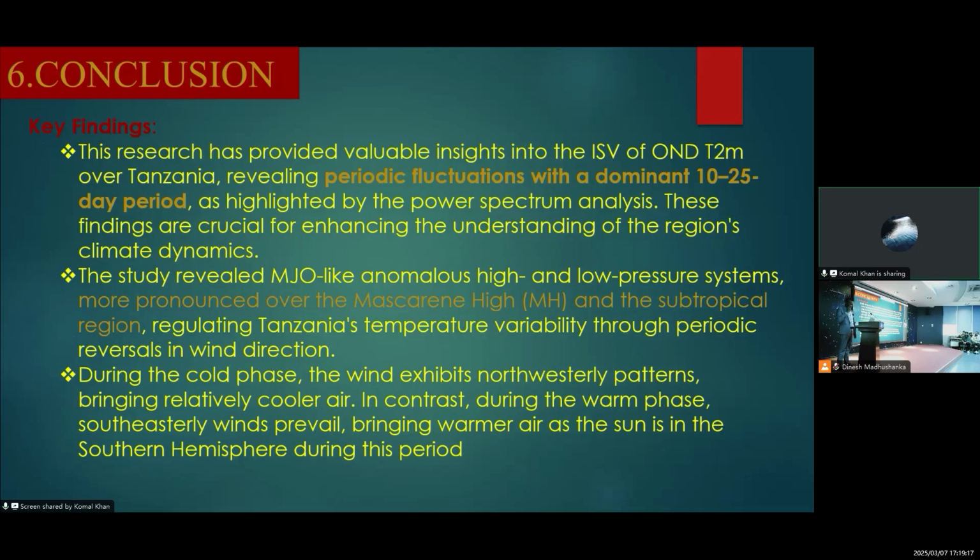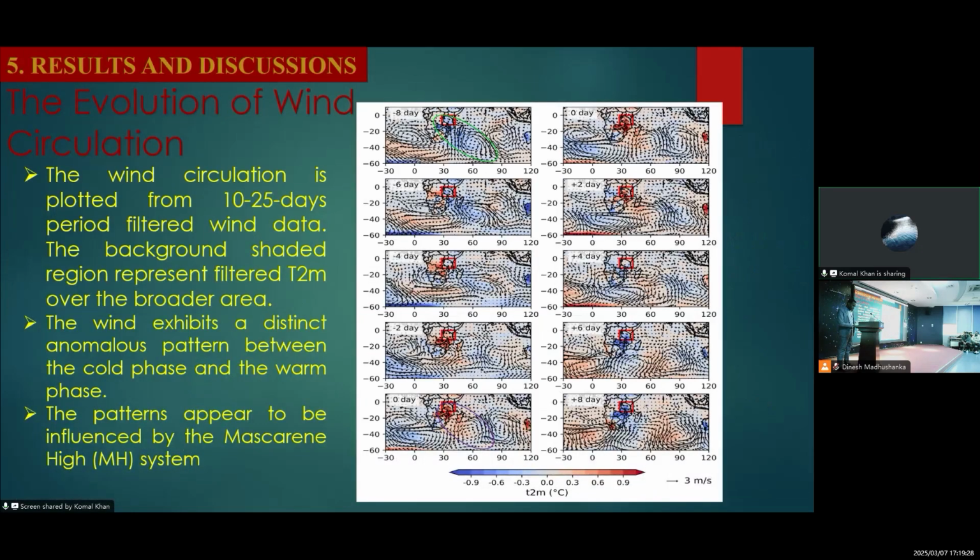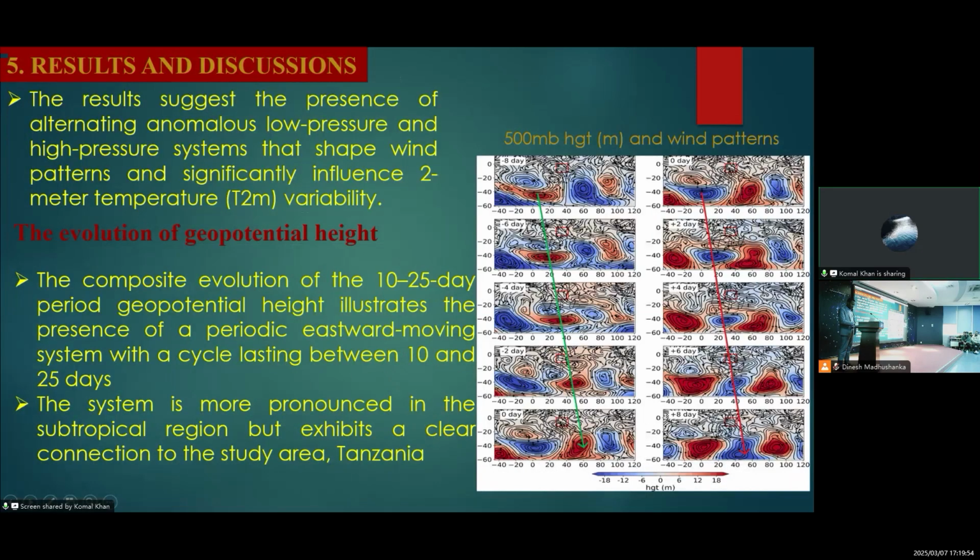regulating Tanzania temperature variability through periodic reversal in wind direction. During the cold phase, the wind exhibits northwesterlies, as you saw here. You can see the direction of the wind; they are coming from the northwest. But during the warm phase, the winds are southeasterlies, as you can see from the arrow. That is part of our finding.